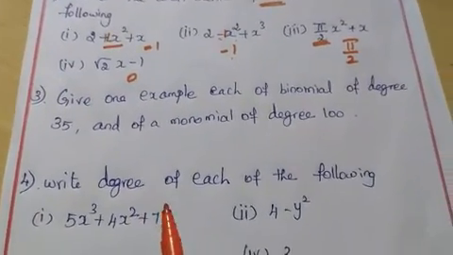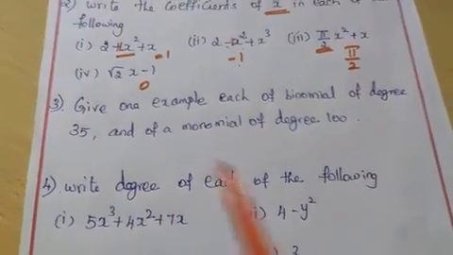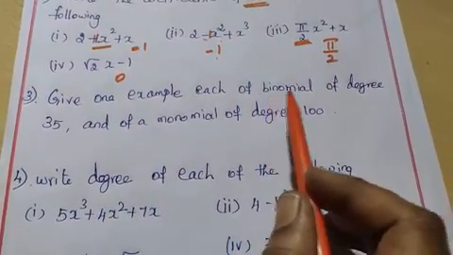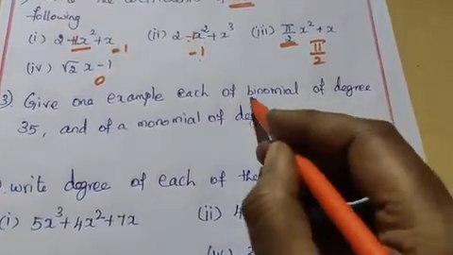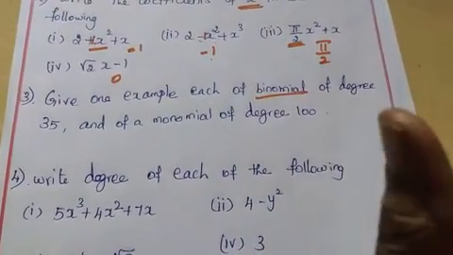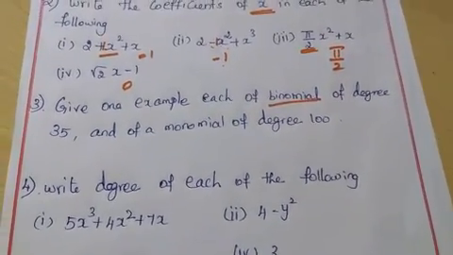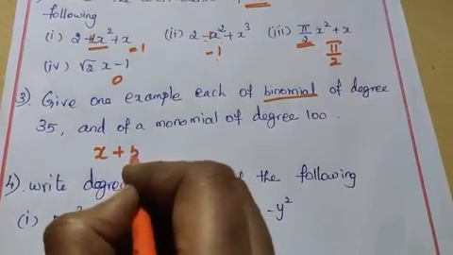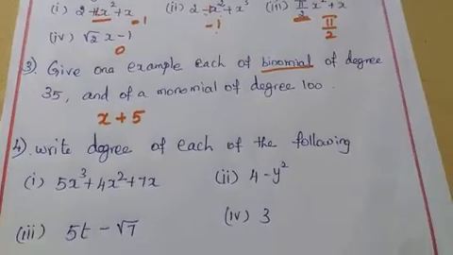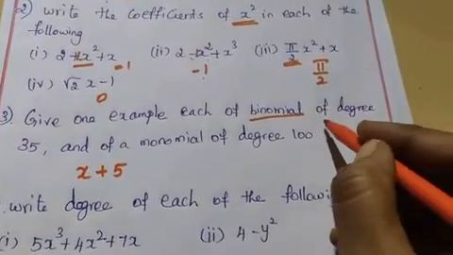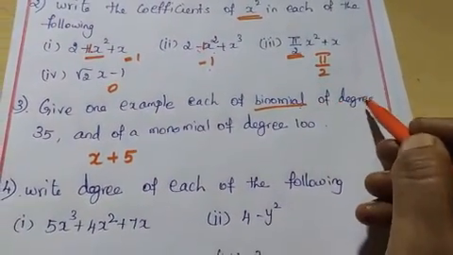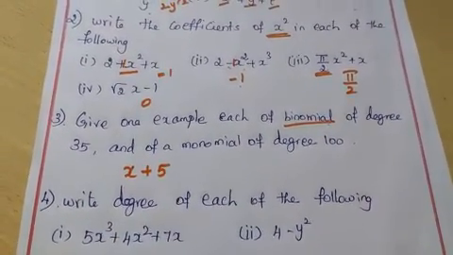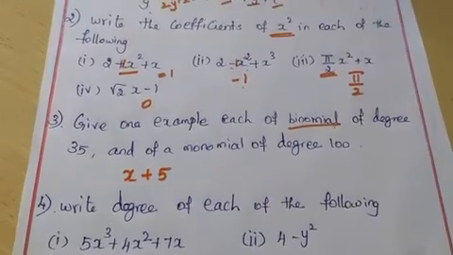Now come to question number 3. Give one example each of a binomial. Bi means, yes, 2 terms. For a binomial, we have to write a 2 term expression. So we can write x plus 5, that is also 2 terms, right? But the condition is a binomial of degree 35. We wrote 2 terms. Degree 35 means the power value should be 35.